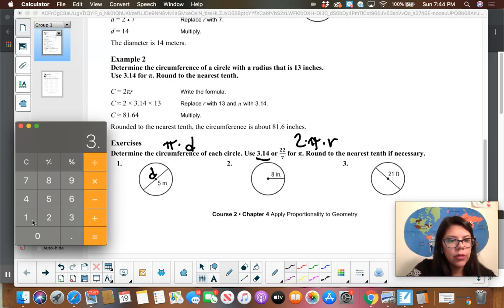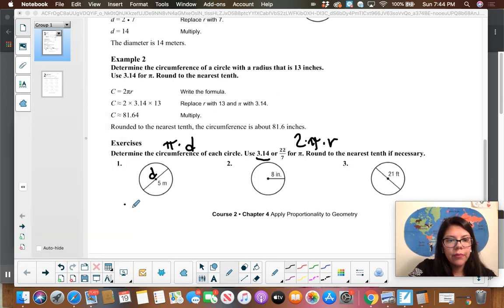So 3.14 times the diameter is 5. So the circumference for this circle is 15.7 meters.